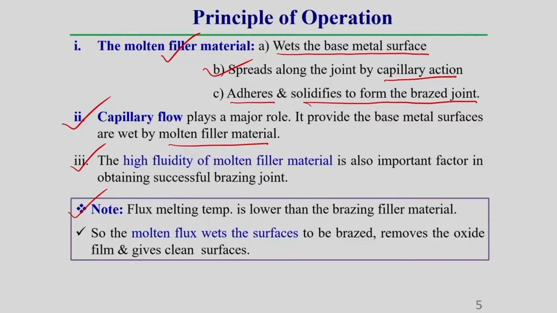Now, the molten flux wets the surface to be brazed, removes the oxide film and gives a clean surface. Why is it required? Its temperature is lower than the filler wire, because it helps to melt the flux, wet the surface to be brazed, and also remove the oxide film and give clean surfaces. Keep these things in mind.